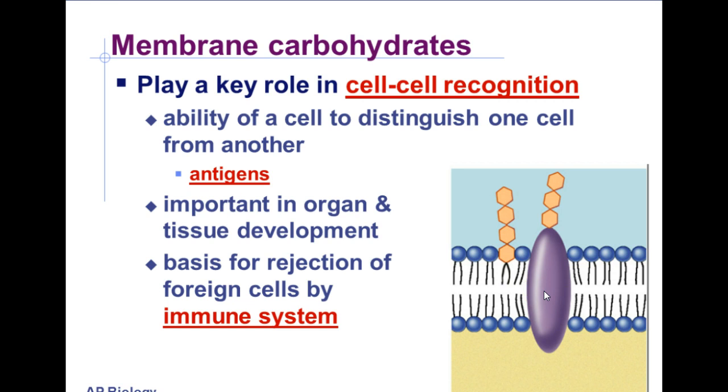Now, also write that these glycoproteins called antigens play a key role in cell-to-cell recognition. We've mentioned that already. The 4 human blood groups are an example: A, B, AB, and O. I've seen that on an exam as well. So they want you to give an example of an antigen, and the blood groups A, B, AB, and O, which we'll talk about later in genetics, are an example. Those differ in the external carbohydrates, for example, on red blood cells. Get in your notes that these glycoproteins are important in organ and tissue development, and also are the basis for rejection of foreign cells by the immune system.